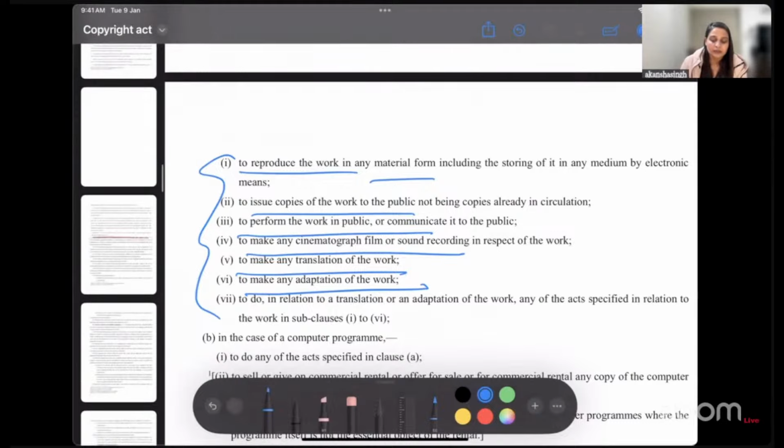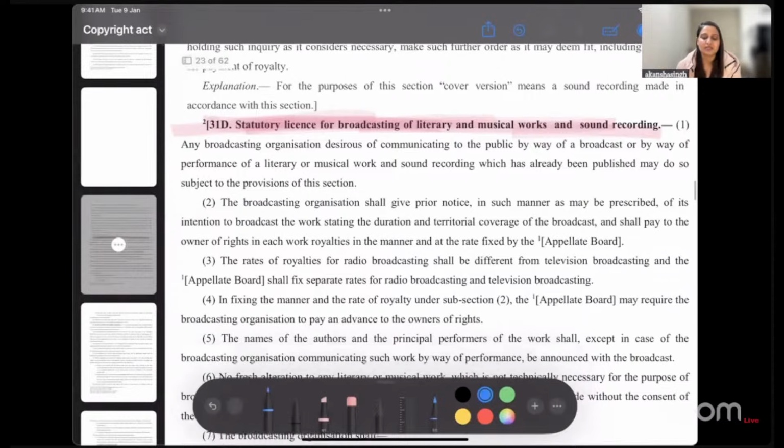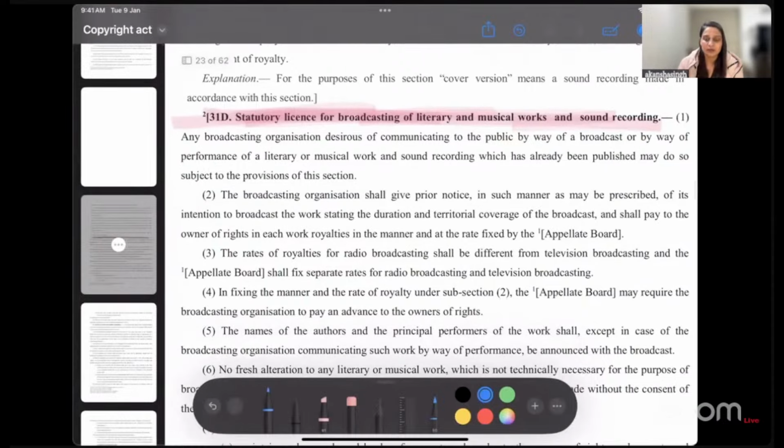Then we come to section 31D. What is the requirement? How do you get a statutory license to broadcast? This is recognized by section 31D. If this is not very clear, I'll read it out to you, so you can just listen to me and follow. Any broadcasting organization desirous of communicating to the public. Now, this is the conduct that you are expecting from the defendant if you want to say that yes, this is fair dealing and no injunction should be granted.